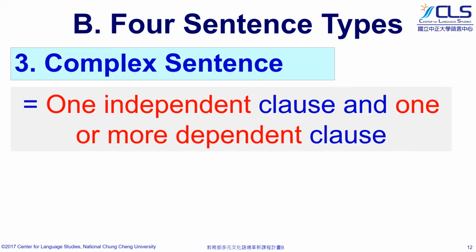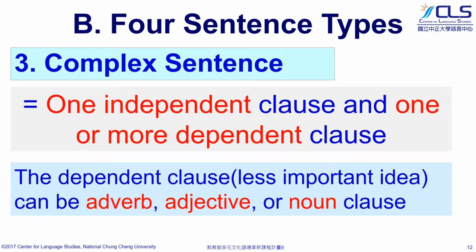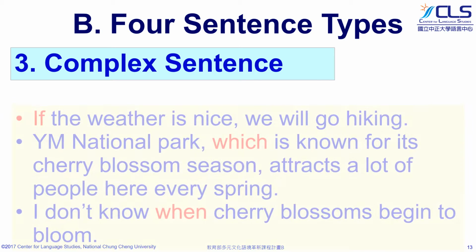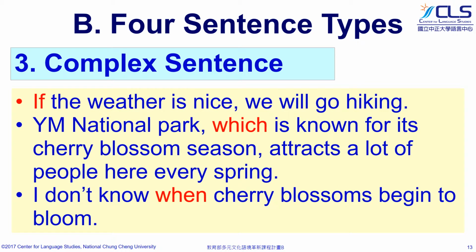Another sentence type is the complex sentence. A complex sentence contains one independent clause and one or more dependent clauses. And usually, the dependent clauses can be an adverb clause, an adjective clause, or a noun clause, which introduces a less important idea. As can be seen in the sentences, the red words if, which, and when can be used to introduce the adverb clause, adjective clause, and the noun clause.